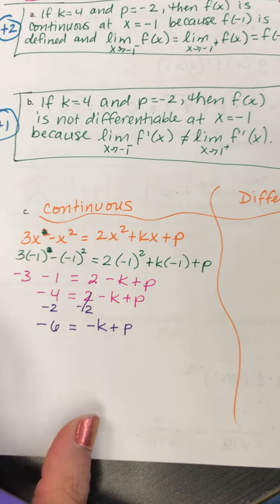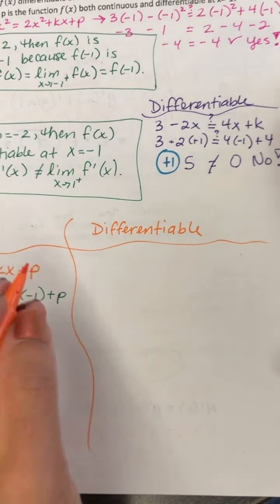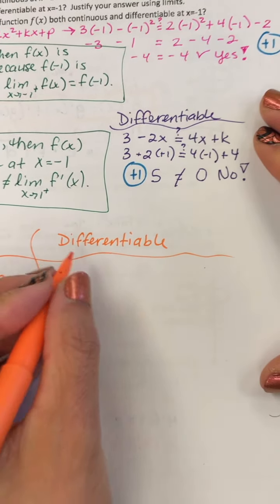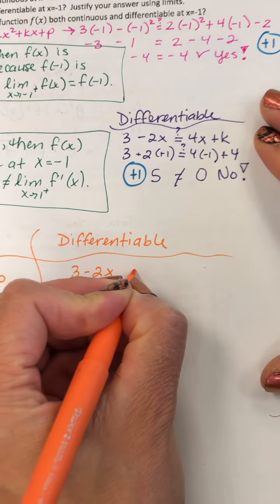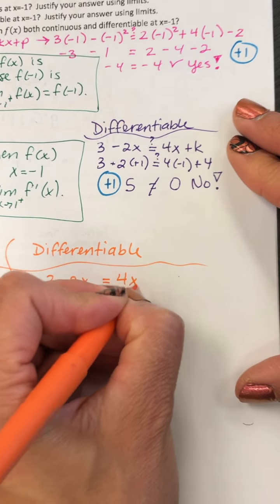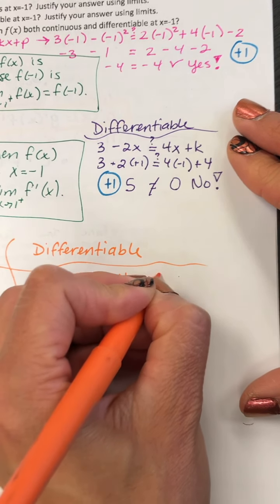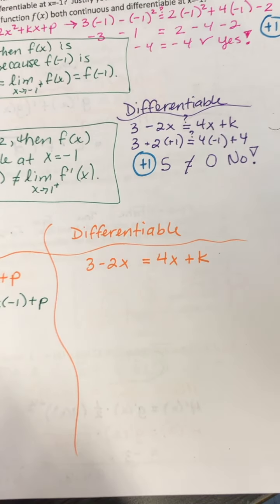All right, now let's do the differentiable side. So the derivative of 3x minus x squared would be 3 minus 2x equals the derivative of 2x squared would be 4x. The derivative of kx would be k. The derivative of p would be 0, so it's just 4x plus k.